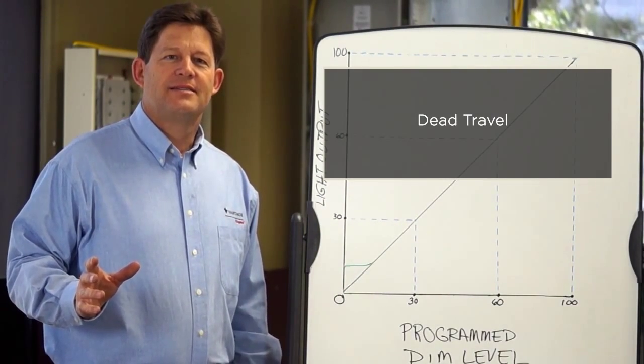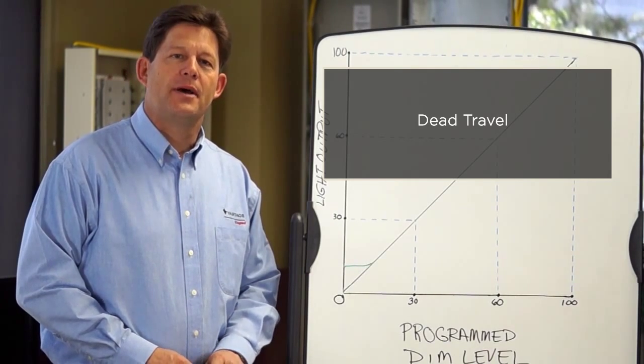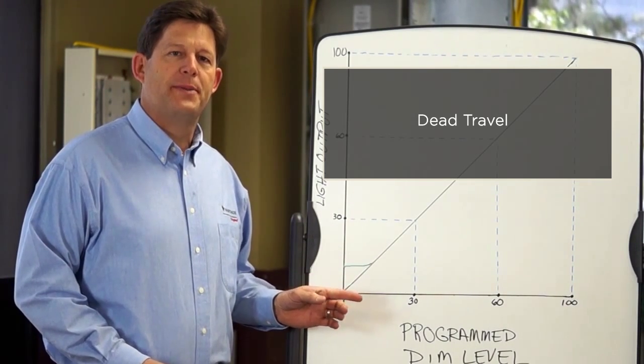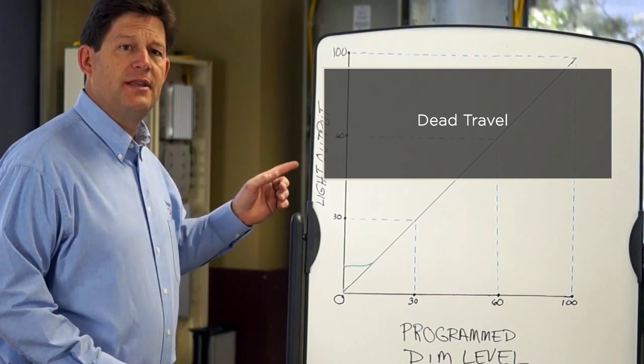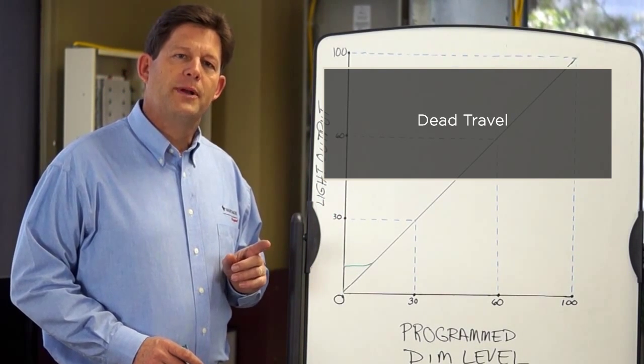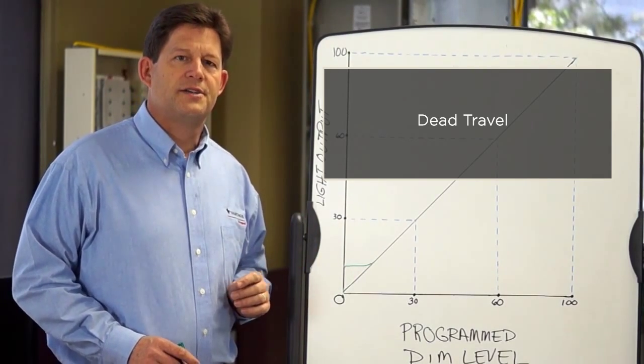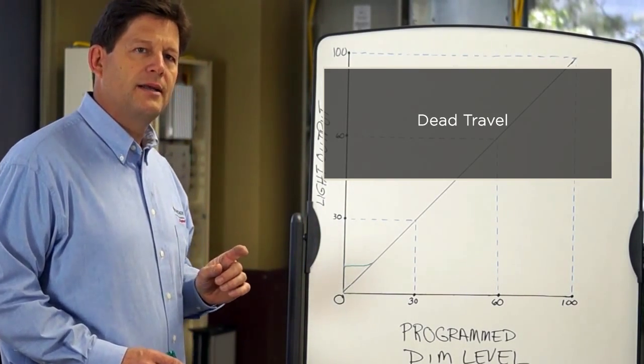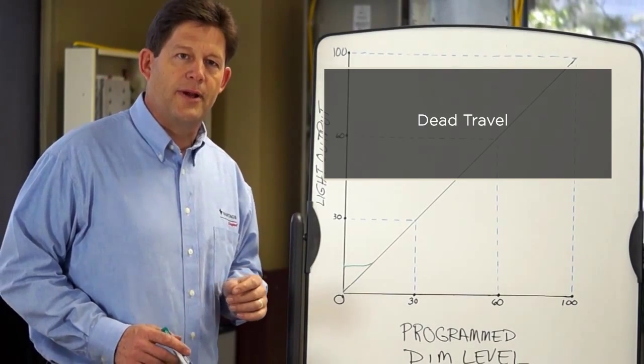Dead travel is the term applied to describing the phenomenon where we make adjustments to the program dimming level and there's no change in the dimming level in the LED light source. This can happen when we reach the dimming floor, but for our discussion, dead travel is typically exhibited at the top end of the dimming range.